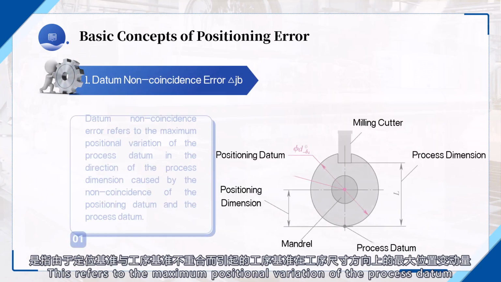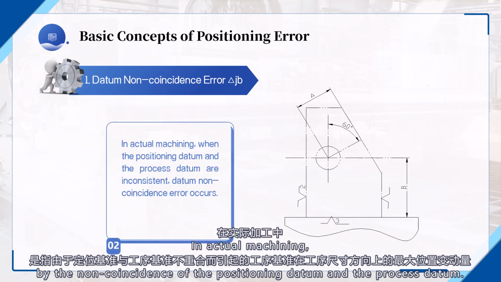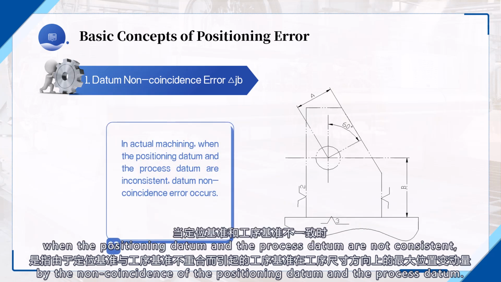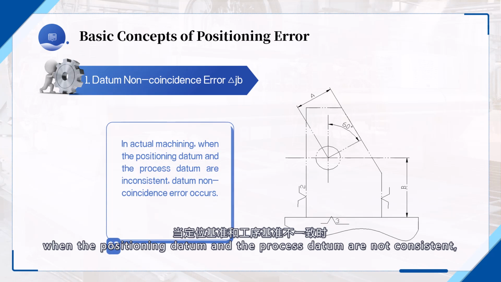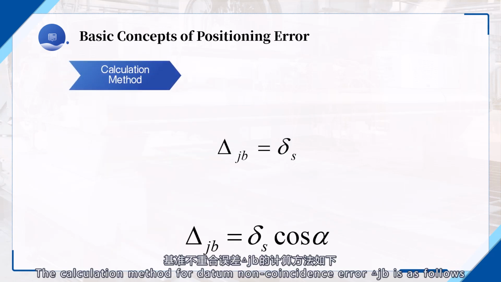This refers to the maximum positional variation of the process datum in the direction of the process dimension caused by the non-coincidence of the positioning datum and the process datum. In actual machining, when the positioning datum and the process datum are not consistent, datum non-coincidence error occurs. The calculation method for datum non-coincidence error ΔB is as follows.